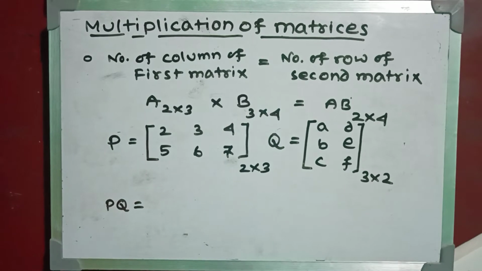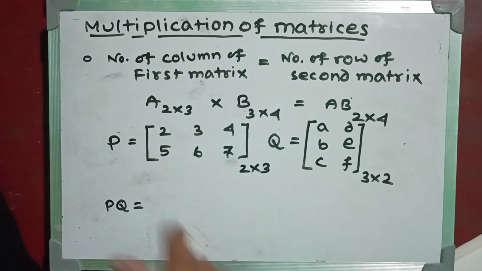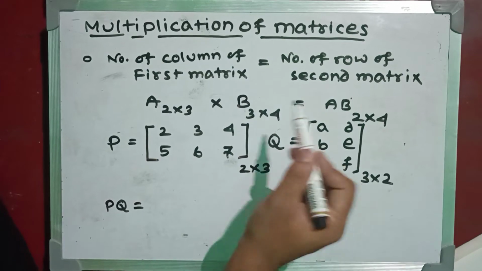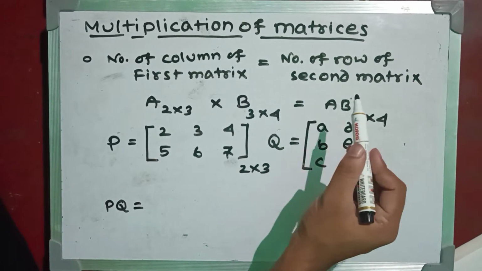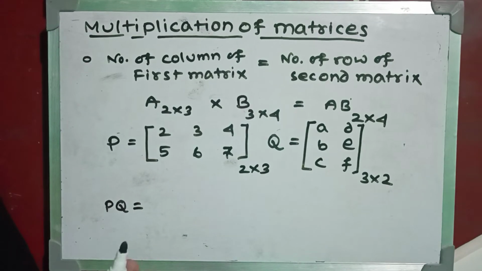Now I am discussing the multiplication of two matrices. So here the required condition is that the number of columns of the first matrix and the number of rows of the second matrix will be equal. If it's not equal, then we can't do the matrix multiplication.